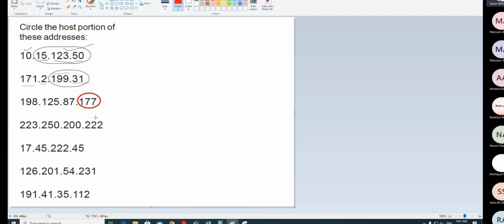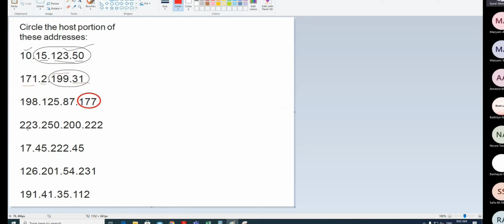Please don't get confused with the host and the network portion. We are doing a lot of practice now. It is your responsibility to complete all the things by yourself. If you need more practice, I will do it, but in the exam you should not get confused with the network portion and the host portion.